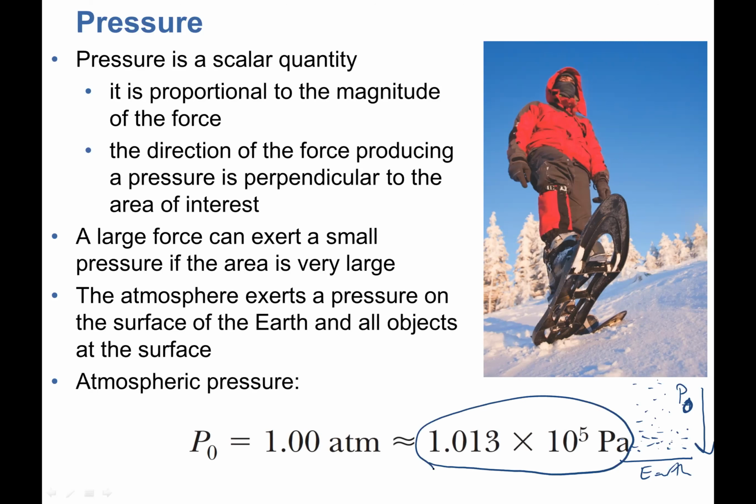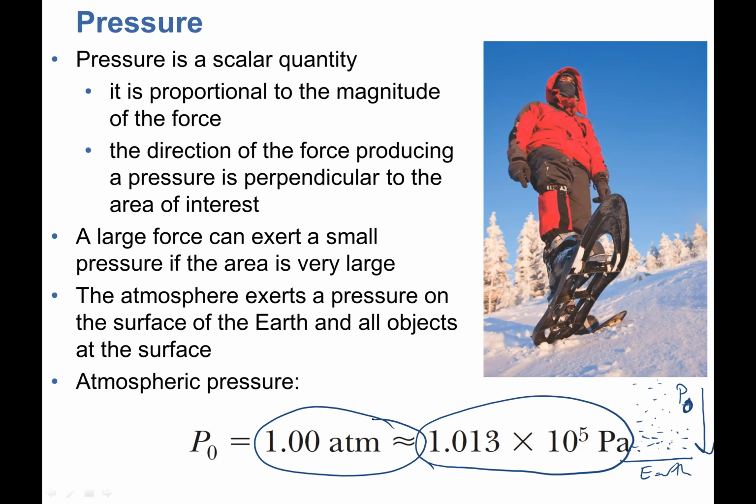Atmospheric pressure is 1.013 times 10 to the 5 pascal, which means roughly 100,000 pascal. Since the surface of Earth, let's say sea level, is generally considered the reference, this is sometimes also known as 1 atmospheric pressure, or 1 ATM. Again, ATM is a unit for pressure, and generally we use it for atmospheric pressure.